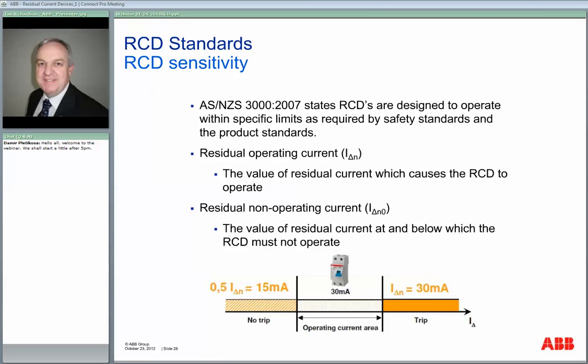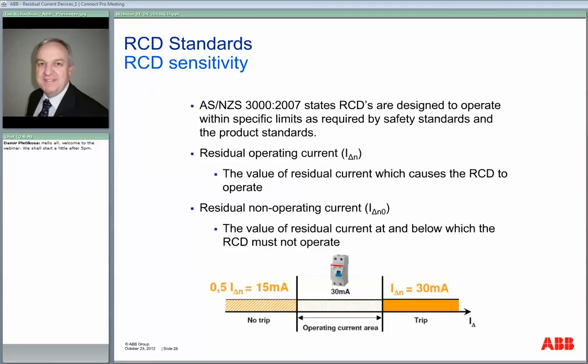Further questions. Is it that a type AC won't pick up a fault of a high frequency, or just that, and I've lost the rest of that question, I think it might be meaning that they will tend to nuisance trip. They can nuisance trip. With a high frequency fault, the device is not actually capable of seeing it.